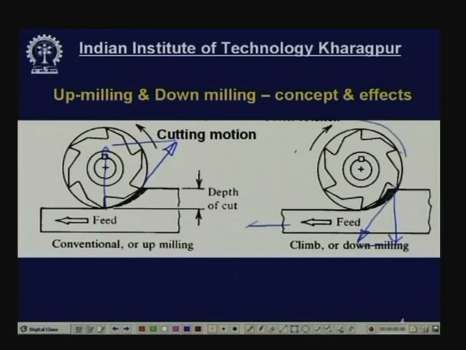But the problem with down milling is, if there be any backlash in the screw thread and the nut thread, then there will be a danger. In up milling, the job will always be pushed outward from the cutter, but in down milling the job will be pulled in towards the cutter. So, if there be any backlash in the screw etc., this will be more problematic. So, this has to be taken care of.